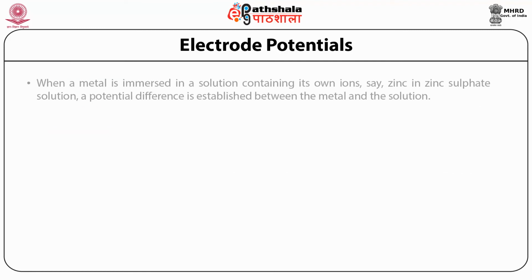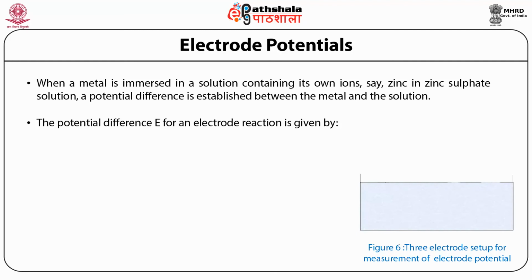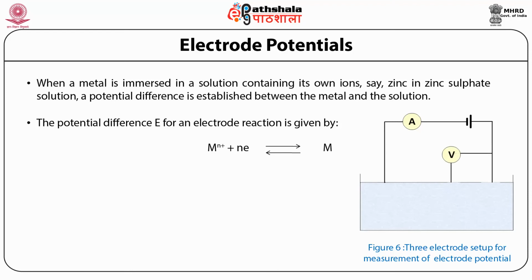Electrode potential. When a metal is immersed in a solution containing its own ions, say zinc in zinc sulfate solution, a potential difference is established between the metal and the solution. The potential difference E for an electrode reaction is given by M^n+ plus n electrons giving M. M^n+ means electron deficient. It will take n number of electrons and convert into M, or M will eject n number of electrons and be in the ionic form.